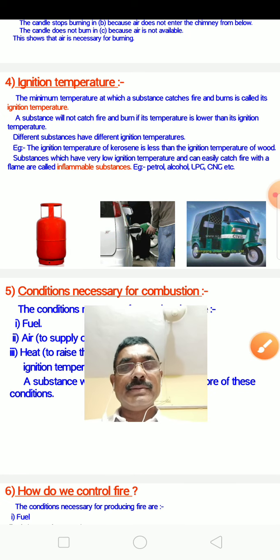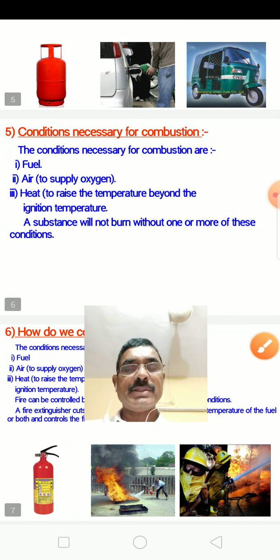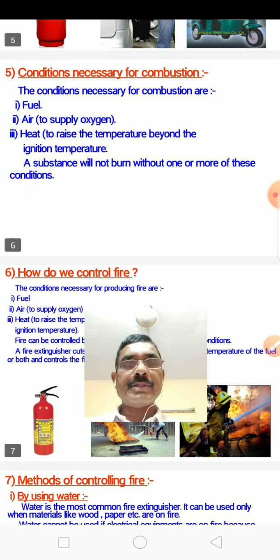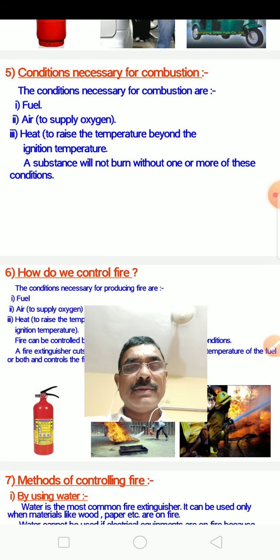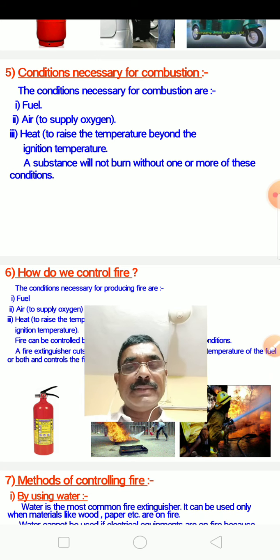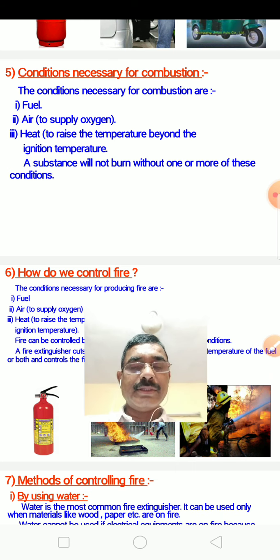So coming to the conditions necessary for combustion, there are three conditions which are required for combustion to occur. One is the availability of fuel. Without fuel, no combustion, of course. Then the second condition is availability or supply of oxygen. There should be a constant supply of oxygen for combustion to take place. And the third one is presence of heat to raise the temperature beyond the ignition temperature. So these are the three conditions you need to remember.